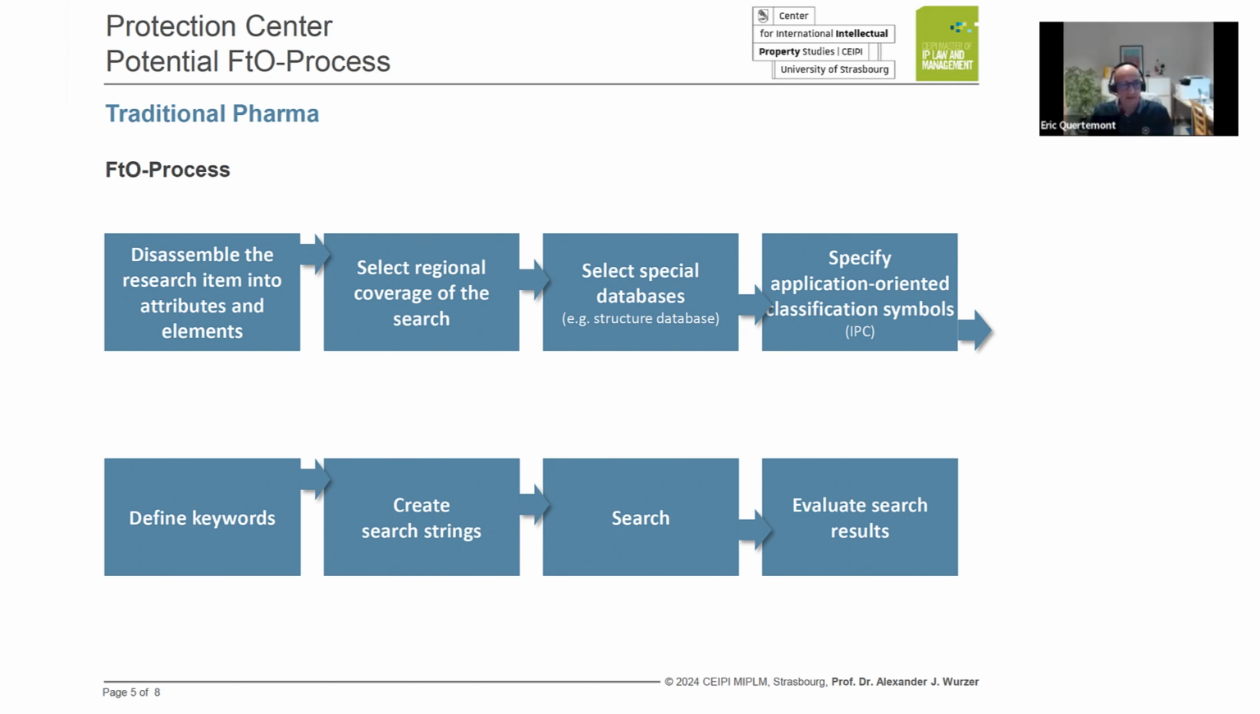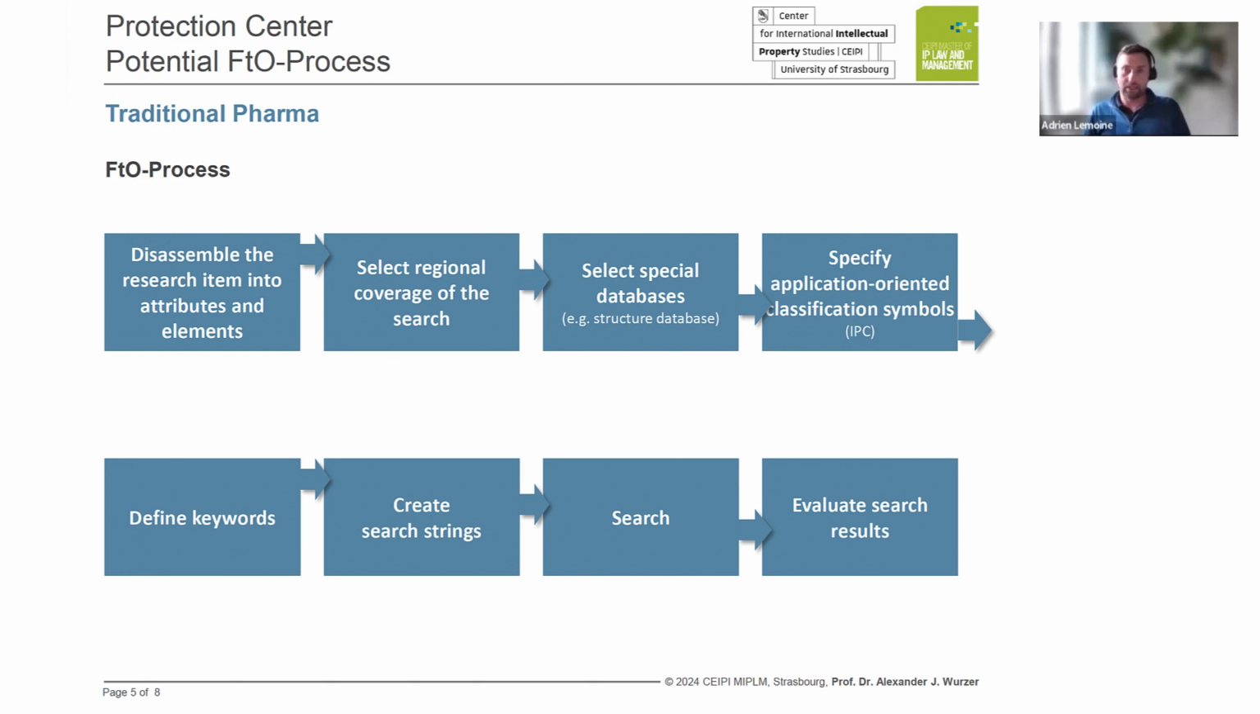Next slide, please. As we remember, traditional pharma uses a protection center, the potential FTO process. It's really to understand the product, so the molecule, to find the correct attributes and elements. Then we need to select, of course, and see the coverage and the territories we need to search for. And because of these molecules, we need to be sure to have the correct database, mainly the structured database, to find the information at the correct place.